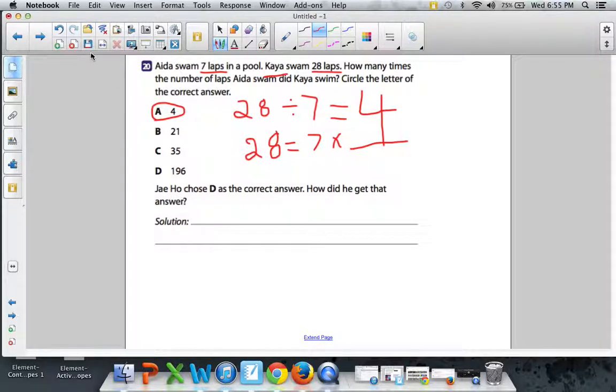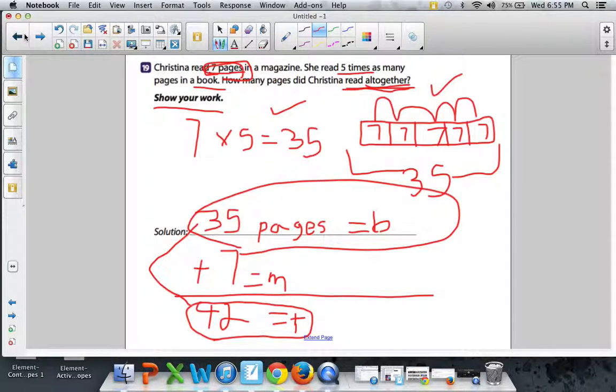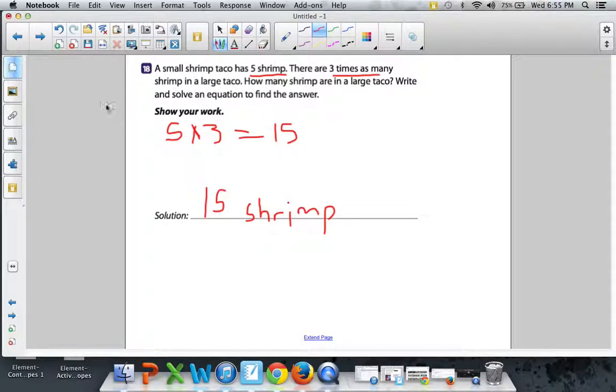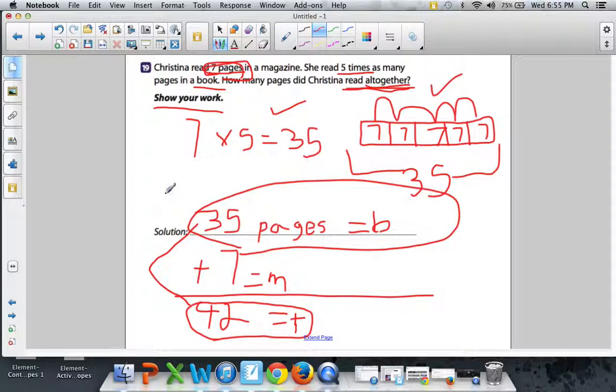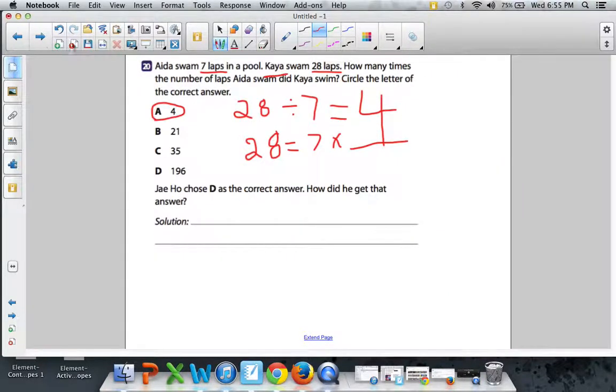And this one is a little harder. You know what? They got a little bit harder each time. This one was the easiest. This one had an extra step that we almost forgot about because of that pesky word altogether. And then this guy's got division in there. Oh, and something else.